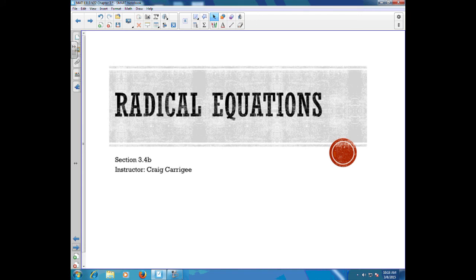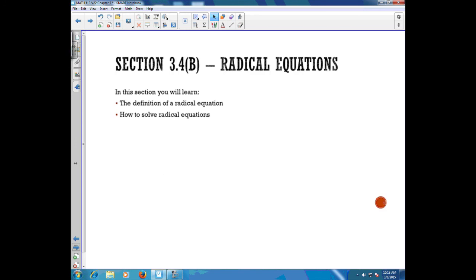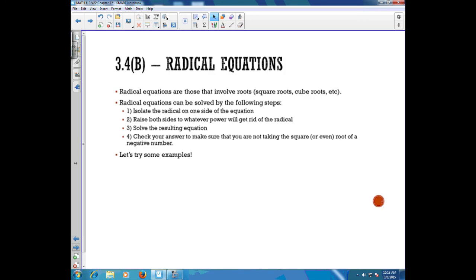Today we're going to talk about radical equations. In this section, you're going to learn the definition of a radical equation and how to solve radical equations. Radical equations are those that involve roots, so square roots, cube roots, anything higher than that, fourth, fifth, sixth roots.